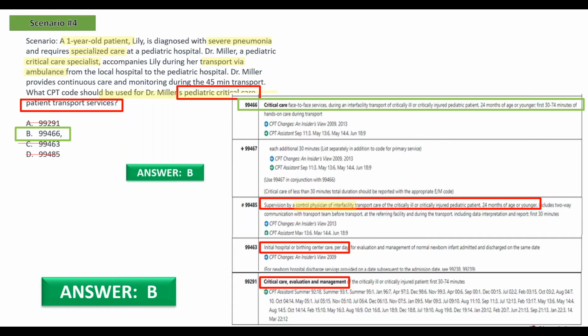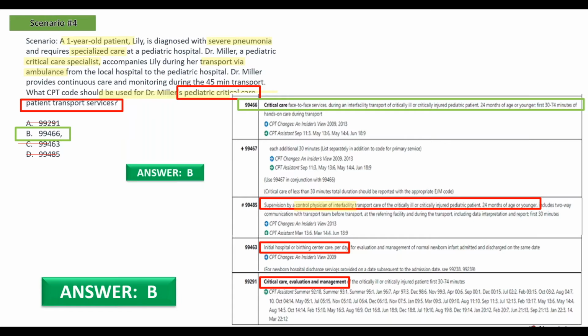critical care face-to-face services during interfacility transport of a critically ill or critically injured pediatric patient 24 months of age or younger, first 30 to 74 minutes. So we got 45 minutes of transport service here. So that would be the correct answer.